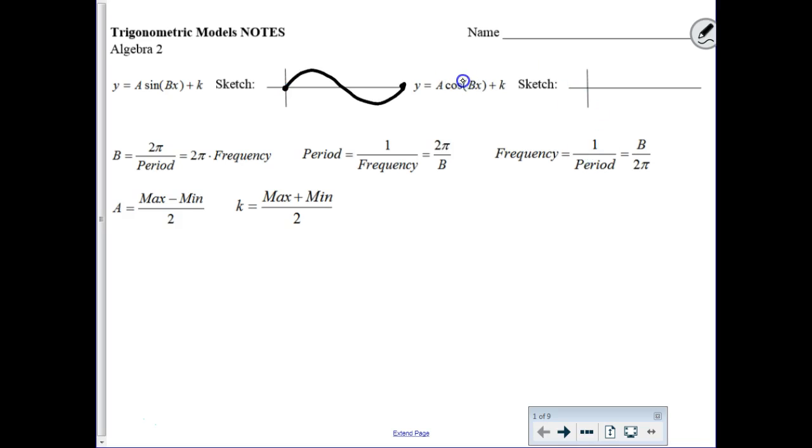So what's the difference between sine and cosine? Yeah, cosine starts at your maximum line and then dips down and then comes back up. Ooh, that's ugly. But something like that. So that's the general shape difference.